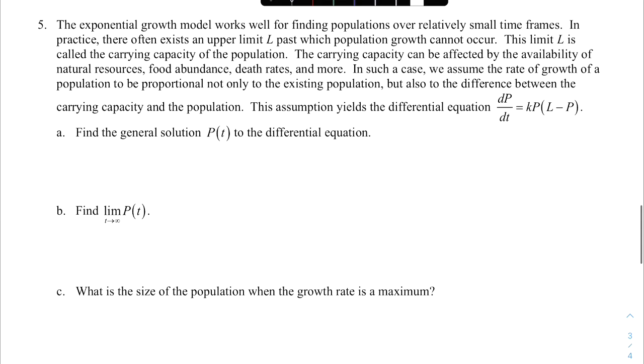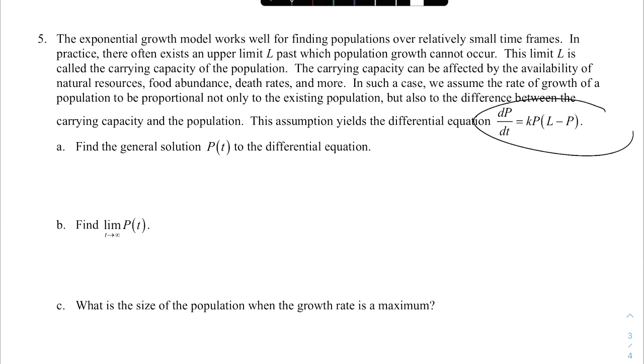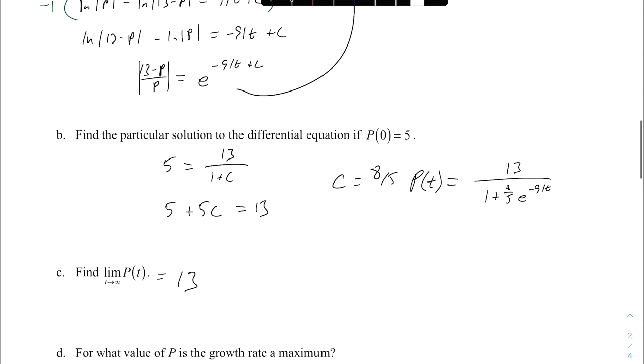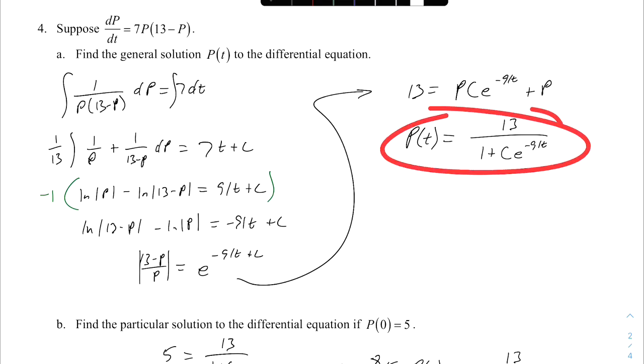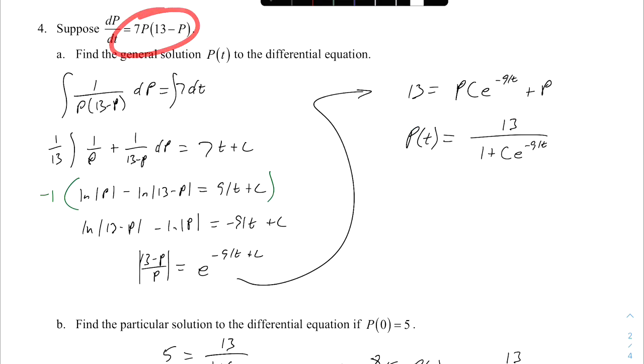So here's the deal: given this form, you need to be able to come up with a general solution. So let's go back and see. Notice K, P, and L are our variables there. So here was our general solution, and it came from this.